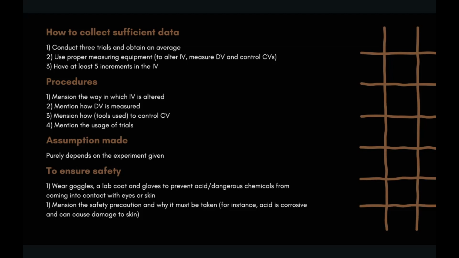And another common thing to ensure safety, more common in chemistry again, would be to wear goggles, lab coat, gloves. And it's especially easy if the experiment involves any sort of acid, because you can easily say the acid will come into contact with your eye, skin, so you wear all these things. So the way you answer it, you have to mention what the safety precaution is, and you have to mention why you're taking it. As in, you have to mention acid is corrosive and causes damage to skin.